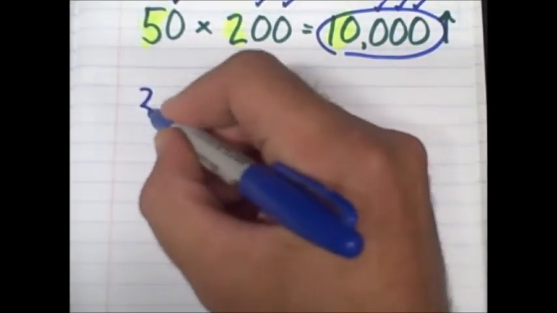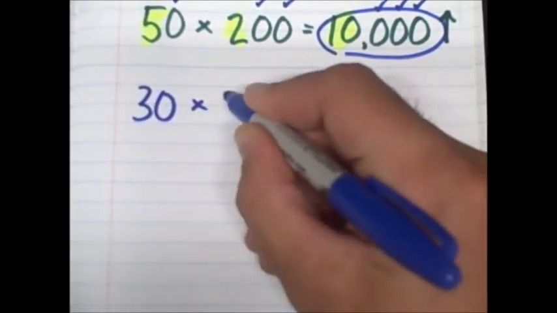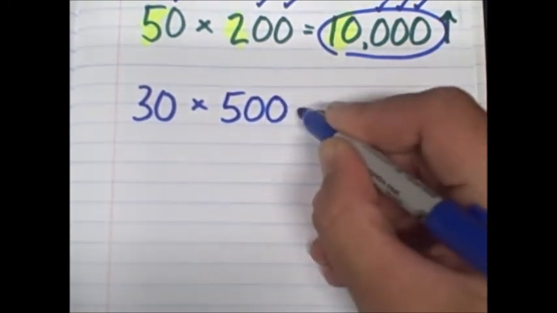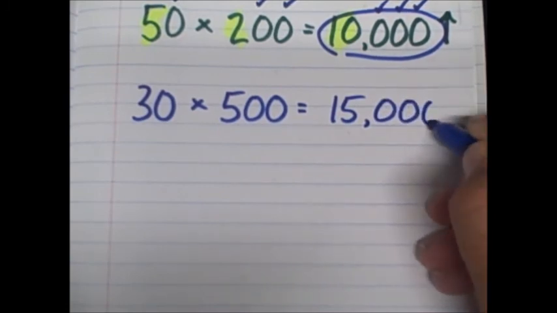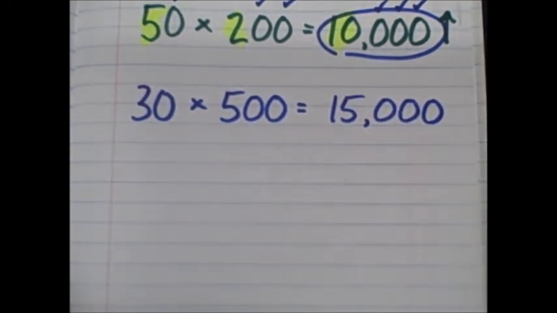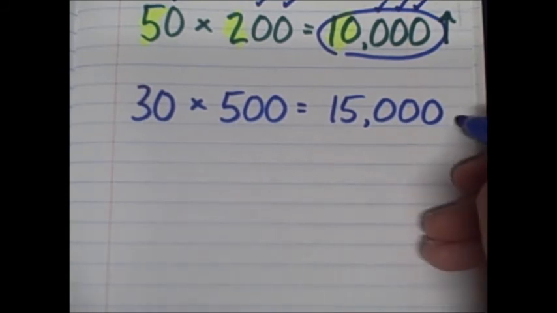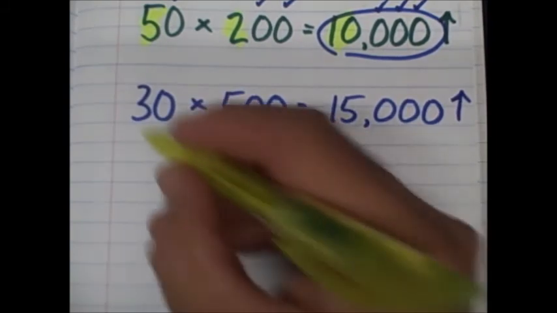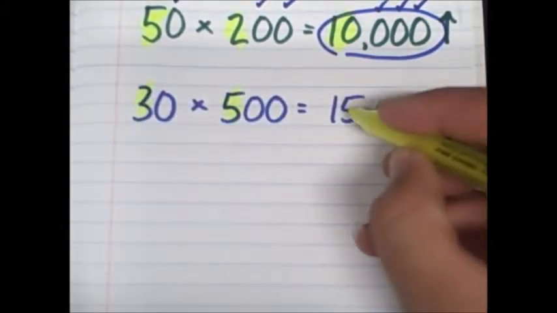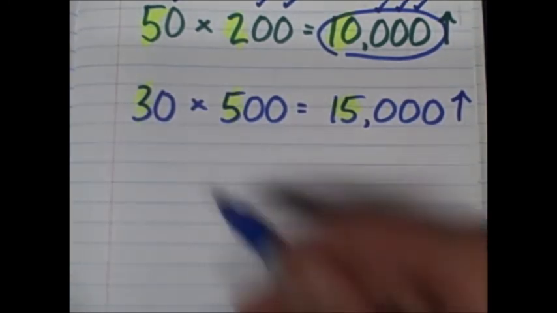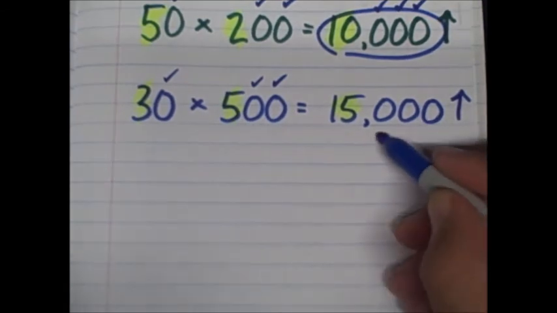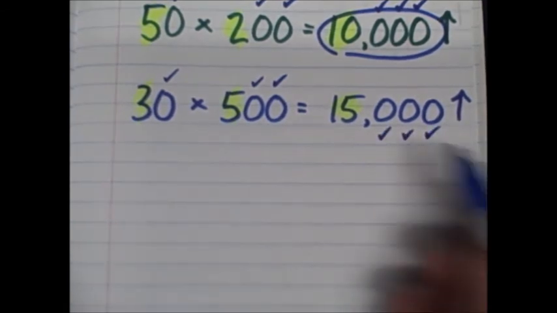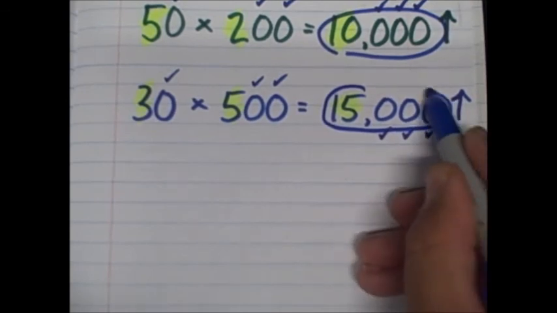Next, 30 times 500 equals 15,000. Pause the video, work it out, unpause when you're ready. This is correct. Your basic fact is 3 times 5 equals 15. On the left, I have 1, 2, 3 zeros. On the right, I have the same number of zeros. 15,000 is the correct product.